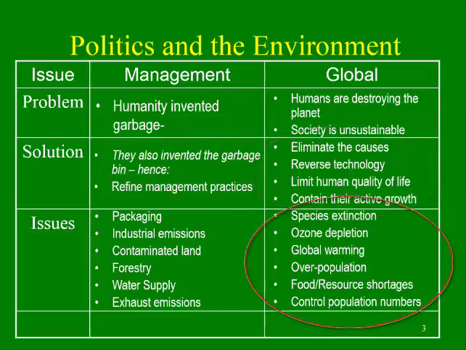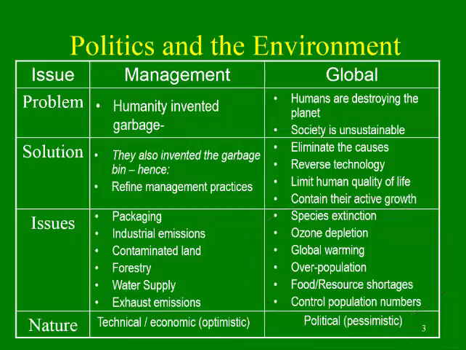The issues that are normally treated at this level are things like species extinction, ozone depletion, global warming, overpopulation, food and resource shortages, and also the overall question of global population levels. We can contrast the management type of environmental issues, which can be dealt with technical, economic and scientific solutions, as things that we can be relatively optimistic about. We have been able to clear the air over most major cities. We have been able to eliminate many of the problems associated with packaging and water supply.